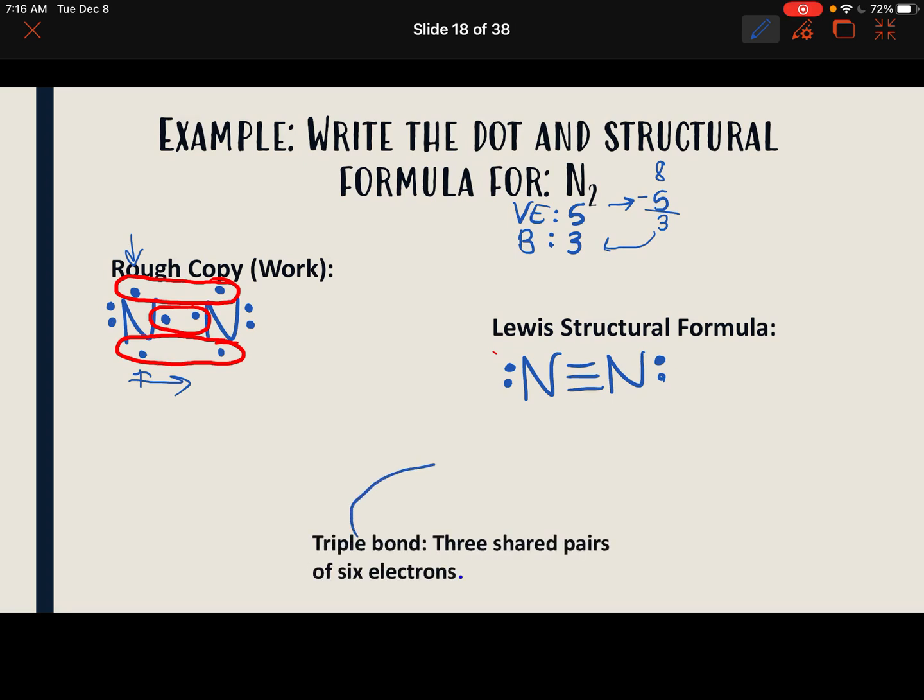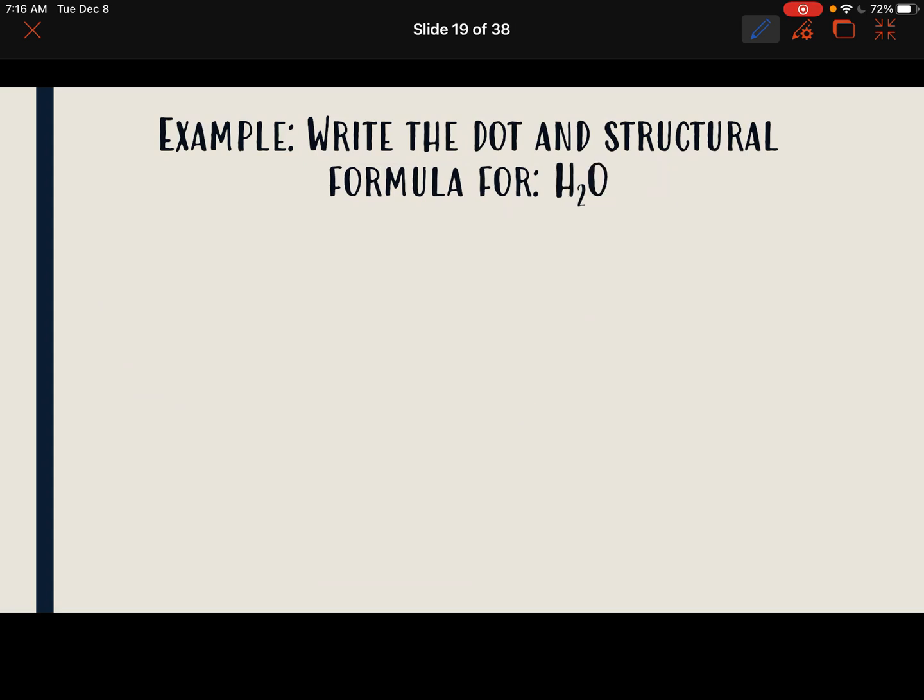Now, this is called a triple bond. This is when there are 3 shared pairs of 6 electrons, a triple bond. You will not go above a triple bond. It will stop at a triple bond.